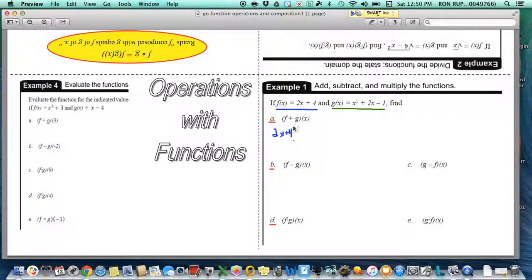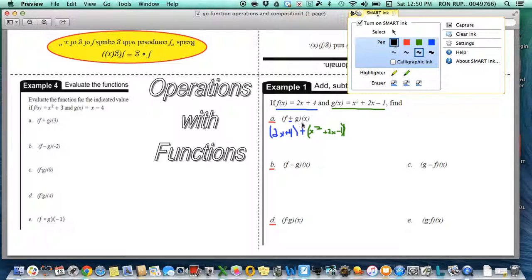So f plus g of x is just going to be the f function, 2x plus 4, plus the g function, x squared plus 2x minus 1. And so these are parentheses, not lines, just so you know. So quite simple. We went over this in the last chapter when we were dealing with polynomials and adding things together. You just simply add.